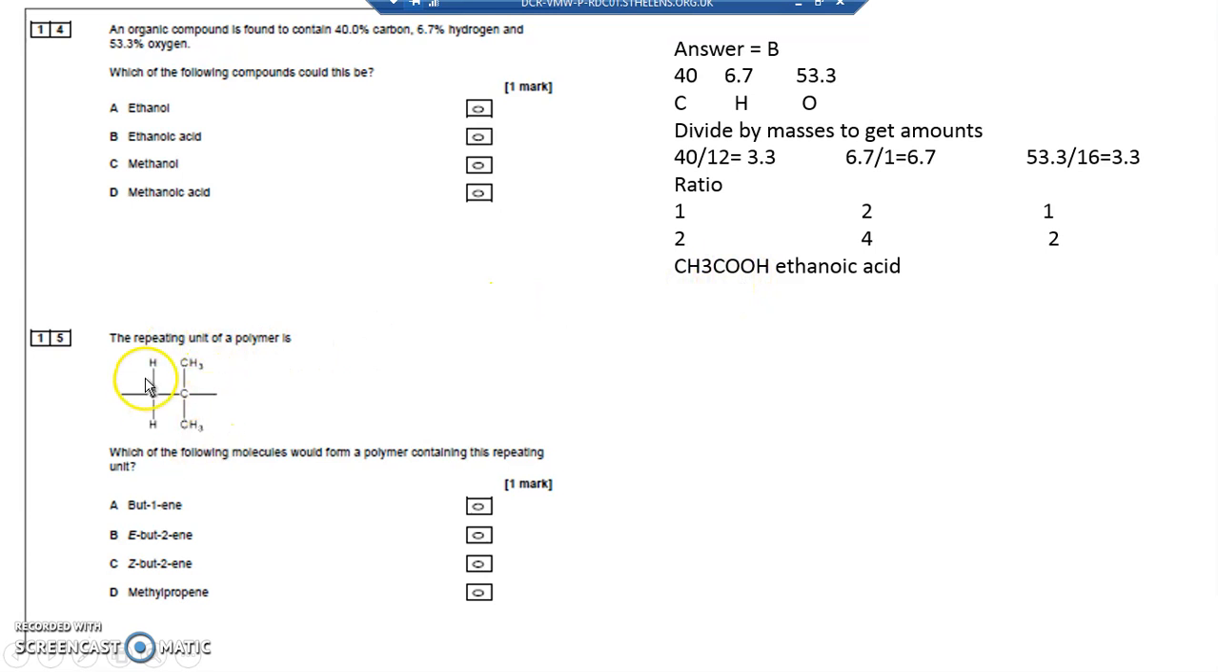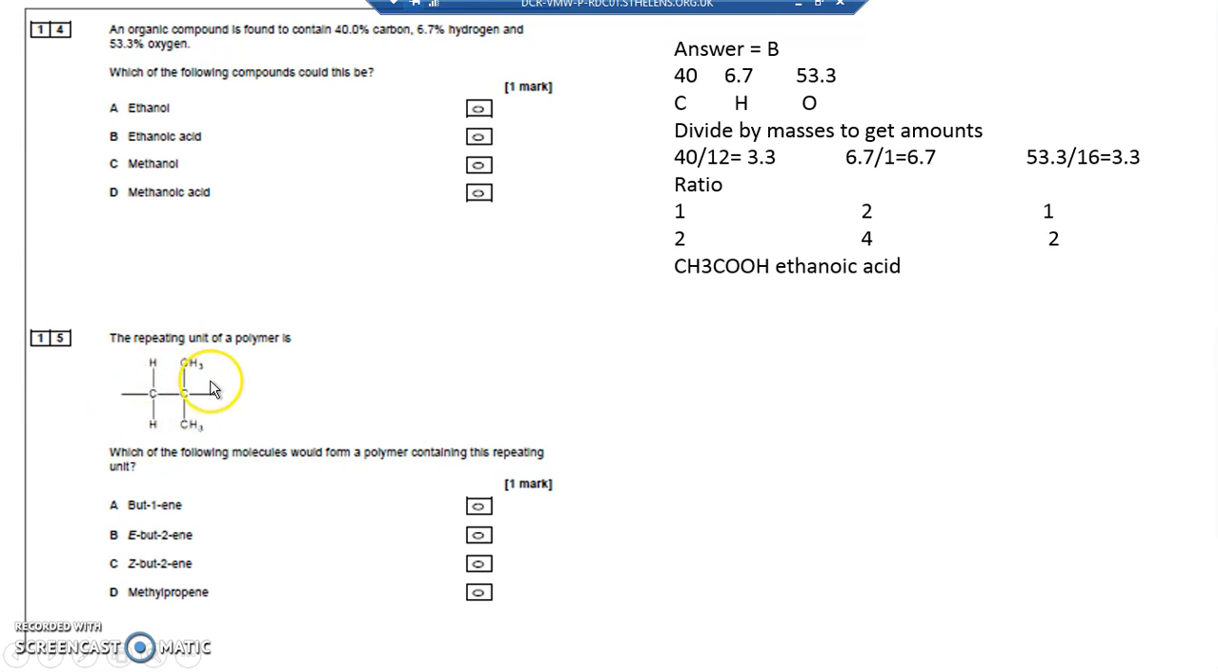The repeating unit of a polymer is this. What would it form from? Which of the following molecules would form a polymer containing this repeating unit? So what you do is, before it's actually bonded either side, this has been a monomer. So those 2 carbons have had a double bond that's broken and then formed a single bond either side.